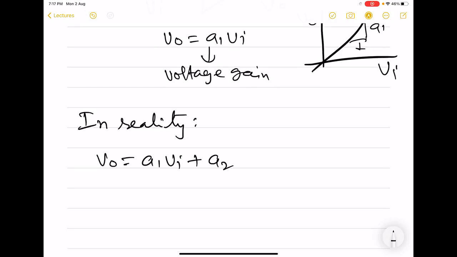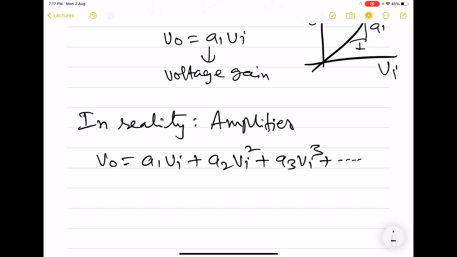Now there will be terms which will depend upon the second power of the input, third power of the input, and so on and so forth, and this process will continue. And we say that the amplifier is nonlinear because in this case, the superposition principle will not hold true. The plot of this is no longer going to be a straight line passing through the origin.